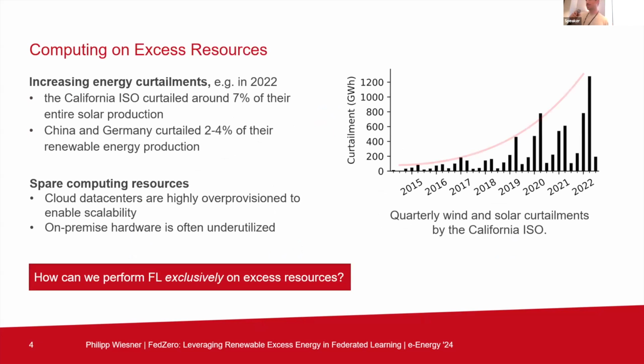And now the motivation. We actually just heard a talk about curtailment. We're seeing an increase in curtailments around the world. California in 2022 curtailed around 7% of their solar production. In Germany, we have a similar problem with wind: we're producing all the wind in the north, and our grid is not strong enough to get it to the south. So we're having more and more curtailment, and at the same time, also in computing, we're having a lot of spare resources. In cloud computing, data centers are usually highly over-provisioned to allow for scalability, and also on-premise hardware is often underutilized. So what we are asking in FedZero is, can we somehow match the two, and can we perform a federated learning training using only excess resources? And how can we do that?